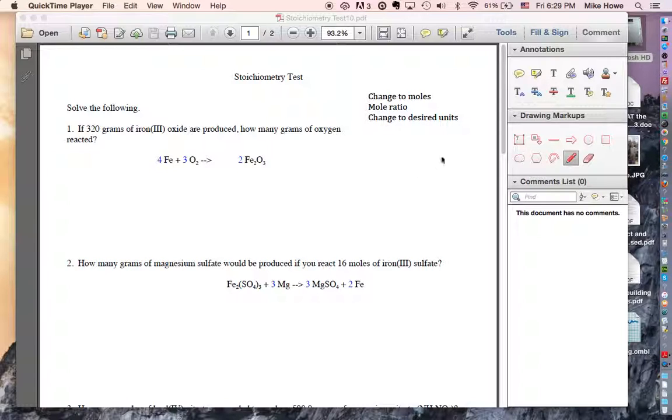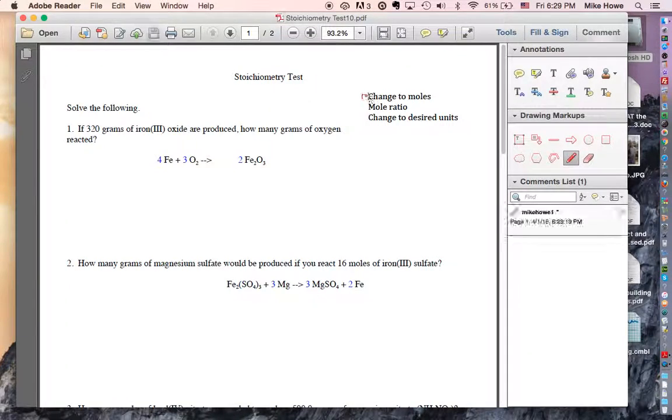All right, in stoichiometry, there are 3 steps that you need to consider for every question. You may not always have to do all 3, but you've got to consider them. Those are the 3 steps: change to moles, then use the mole ratio, and change to desired units.